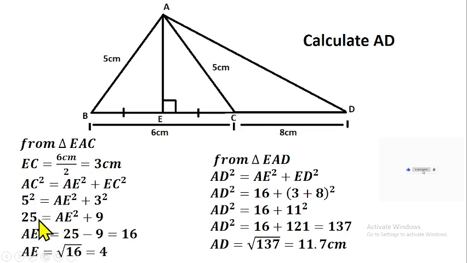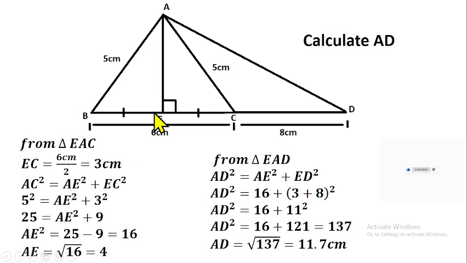So 5 square is 25, equals AE square plus 9. 3 square is 9. Collect like terms: AE square will be 25 minus 9, equals 16. Then to find AE, take the square root of both sides because of this square here. Then AE will be equal to 4. That means this side AE is 4 centimeter.